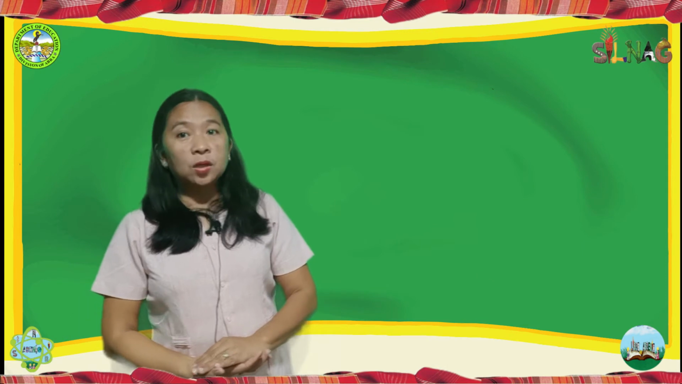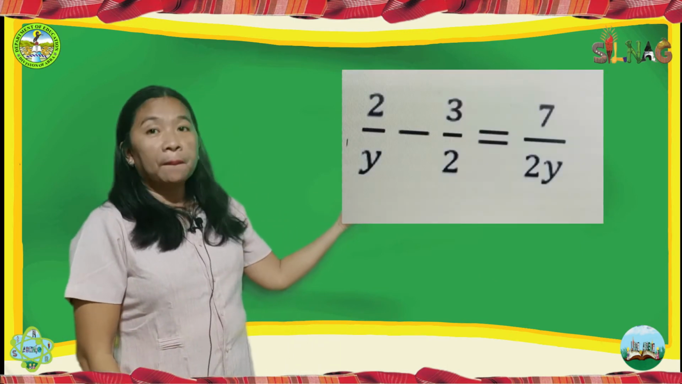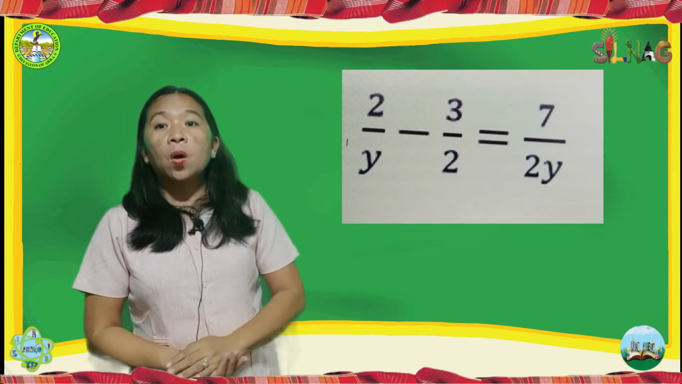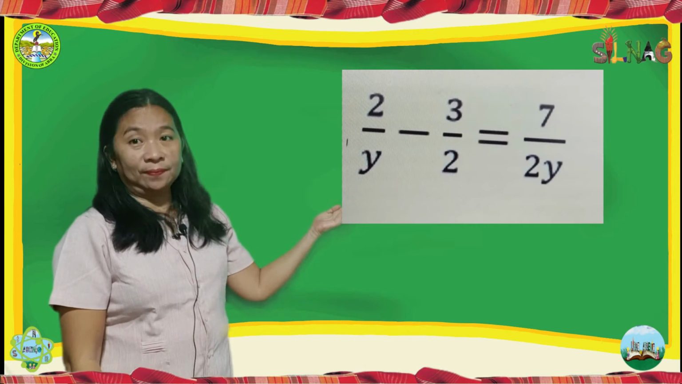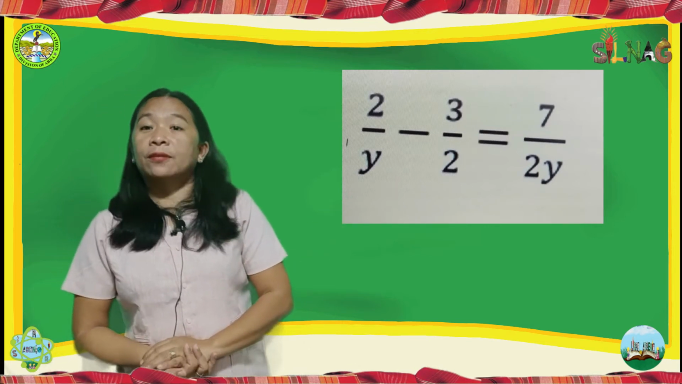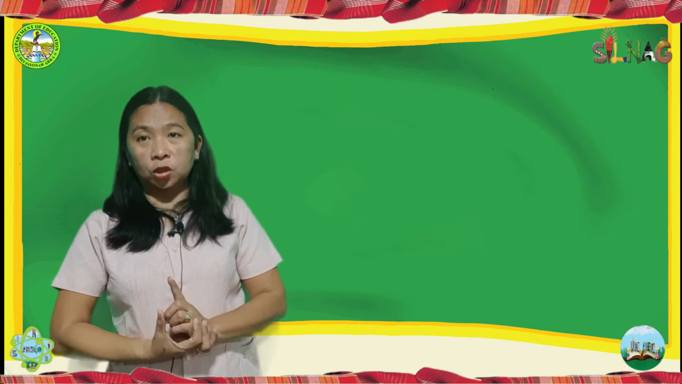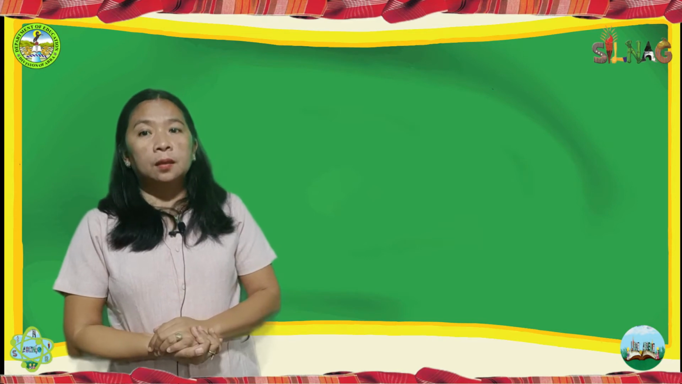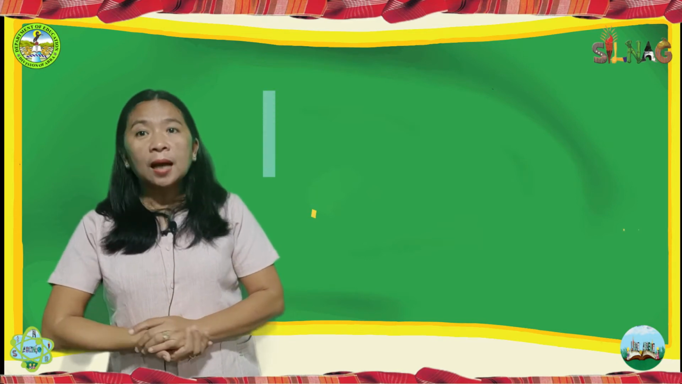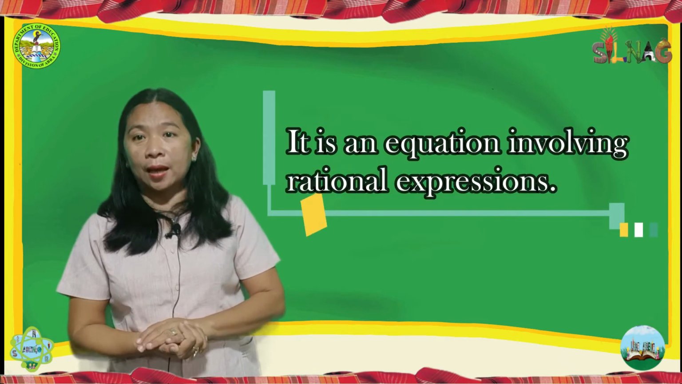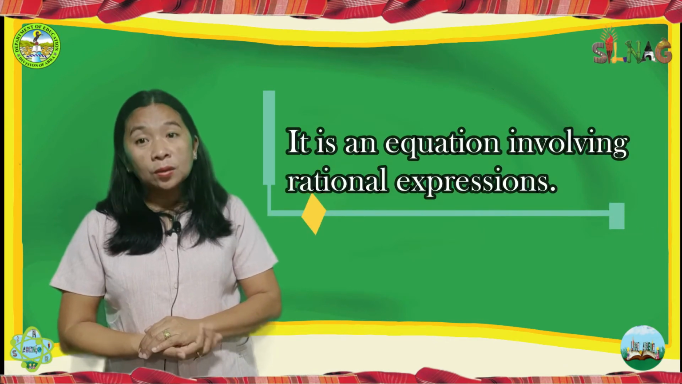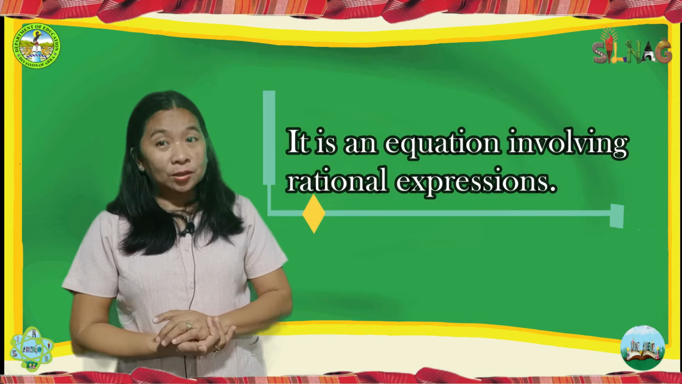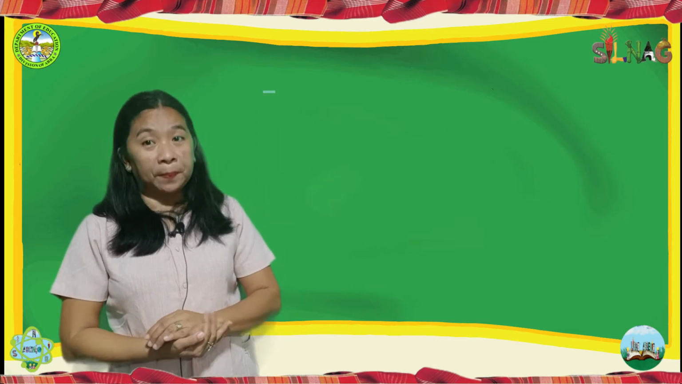I have here an equation. 2 over y minus 3 over 2 is equal to 7 over 2y. What do we call this equation? Okay. This is a rational equation. What is a rational equation again? Excellent! It is an equation involving rational expressions. Can you give your own example of a rational equation? Just write your answer in your paper.